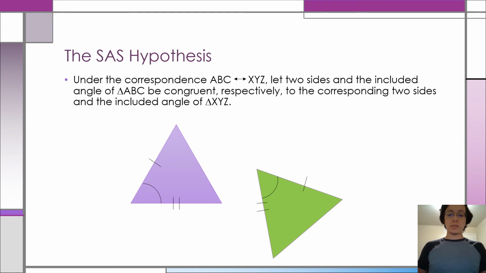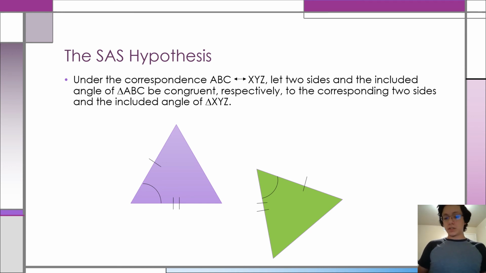So I've given an example here with two different triangles, a green and a purple one, whereas the one on the left has a tally mark on the left side as well as two tally marks on the bottom side of the triangle, and a curvature indicating that the angle that we are corresponding to these two sides is in between them, thus the side-angle-side.